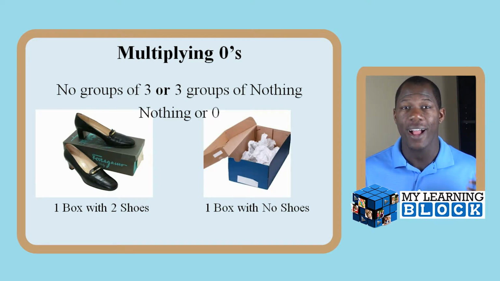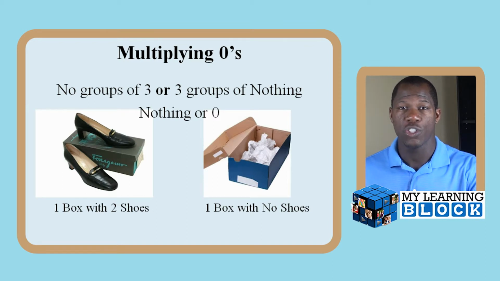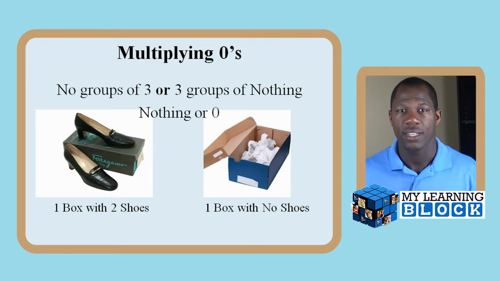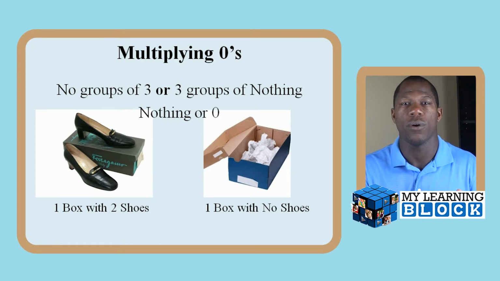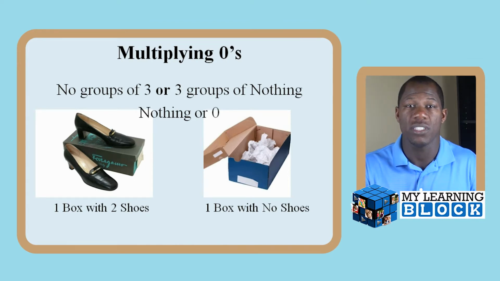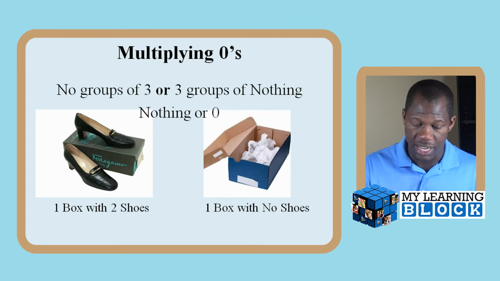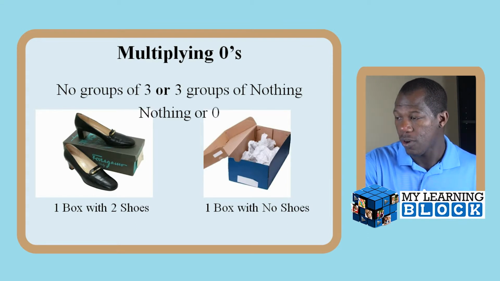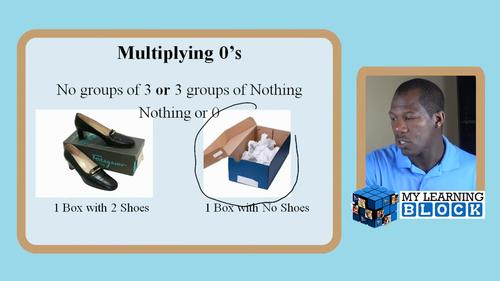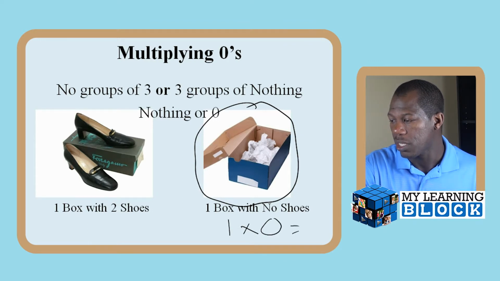And you say, well, right here, I have 1 box of shoes, 1 box of empty shoes. How many shoes are in there? Exactly. They say 0. That's the way they can see, all right, I'm still counting the group, but I don't count the number because there's nothing there. So as you see in the picture right here, there is 1 box with no shoes. Therefore, it's 1 times 0, and it equals 0.